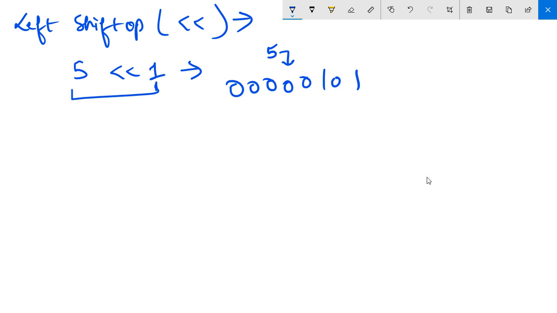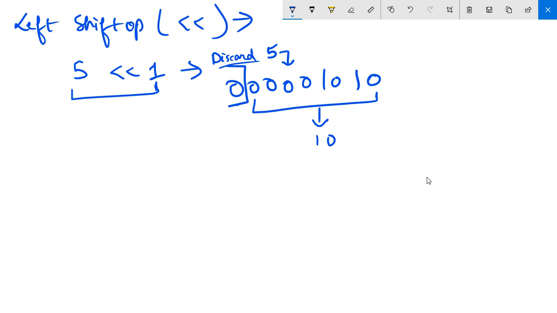Now what if we do a left shift by 1? What will happen is, the leftmost bit, which is 1 here, will get discarded. We will discard this bit from here, and we will put a 0 at this end. So what this will become is 10 now.